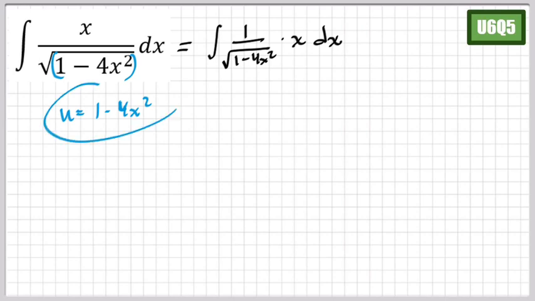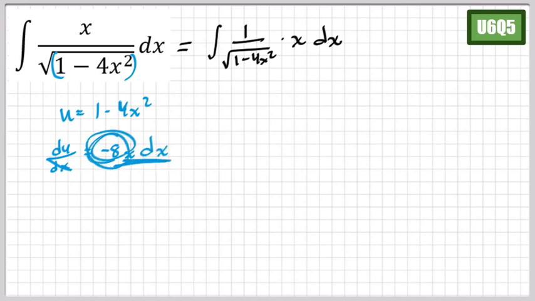All right, I'm taking the derivative of this whole thing with respect to x. That would give me du/dx equals the derivative of 1, which is 0. The derivative of this guy is negative 8x, and so I move this dx over here. And now I see my x dx. I do not see a negative 8, though, up there. So what I'm going to do is get rid of that negative 8 by multiplying both sides by negative 1/8.